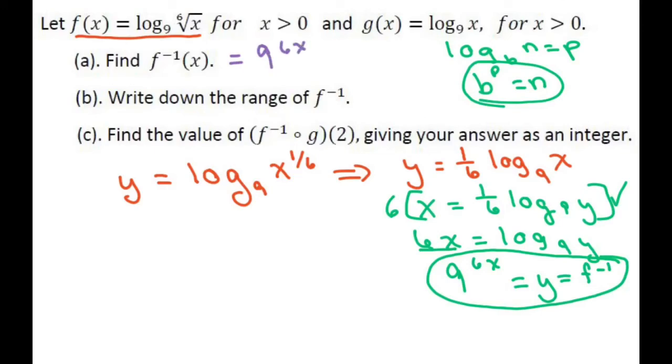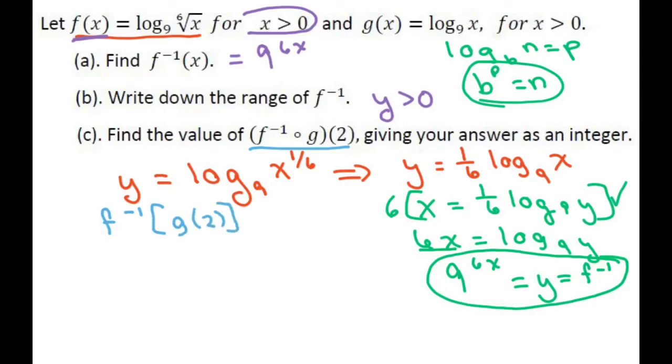All right. The range of my inverse is actually just the domain of f, and you're switching the x and the y, so you're just writing y is positive. And then all we have to do now is compose f inverse with g of 2.